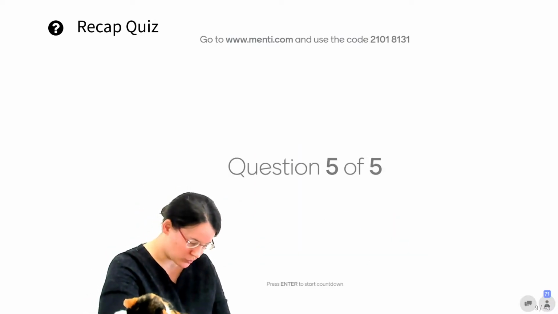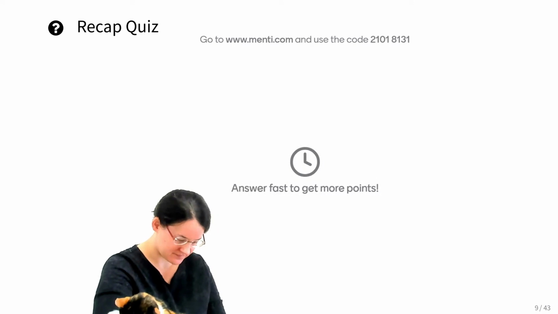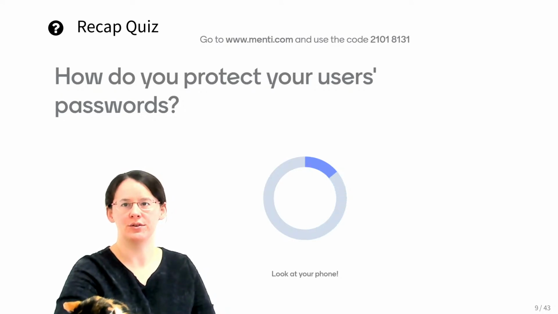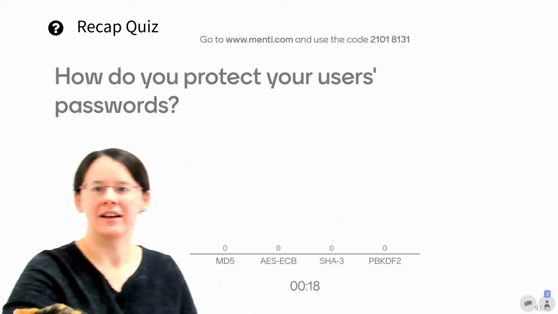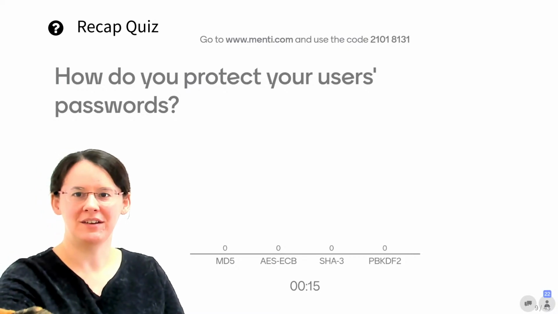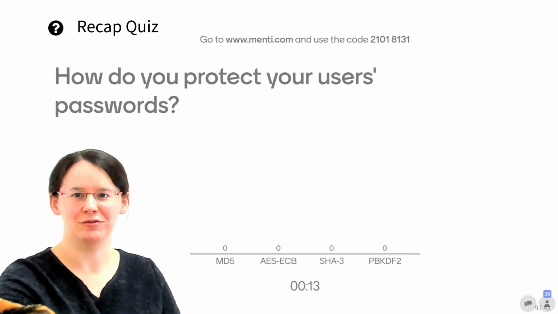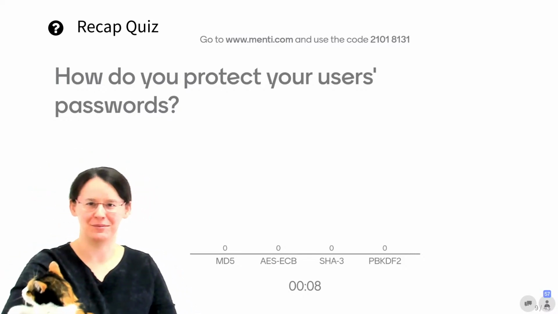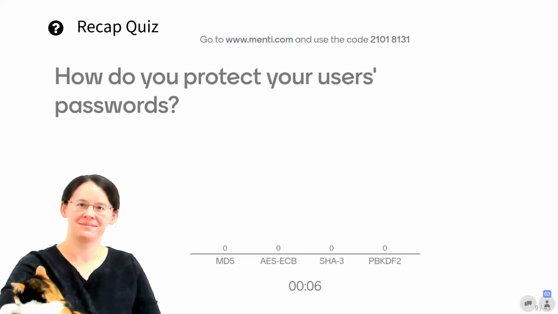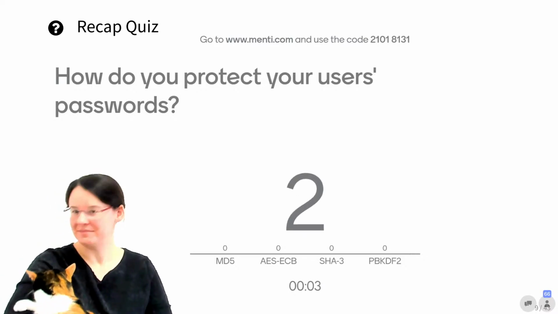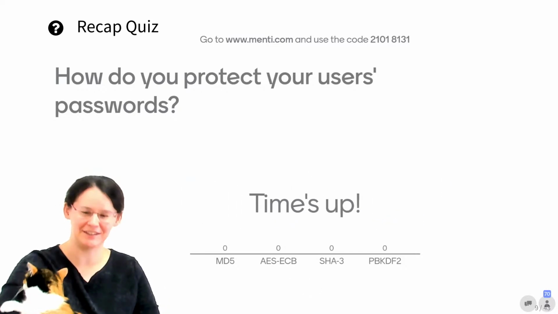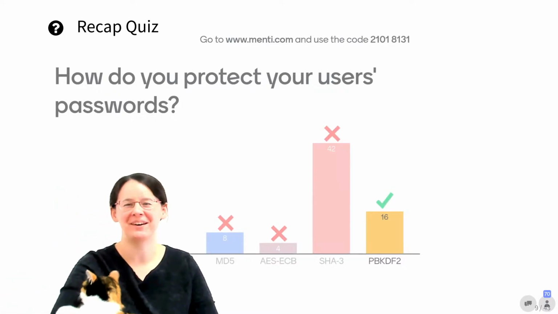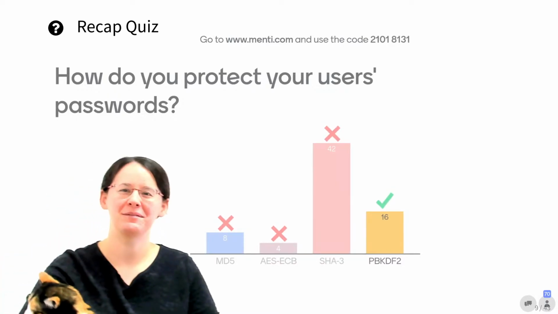Okay, and I think we got one more. How should you protect your users' passwords if you're running a server, for example? Using MD5 or AES ECB or SHA-3 or PBKDF2. That's one for the people who are really good with acronyms, which is a useful skill to have in cryptography. But admittedly a bit of a tough question. Indeed, apparently it is too tough. So that was maybe a bit misleading.